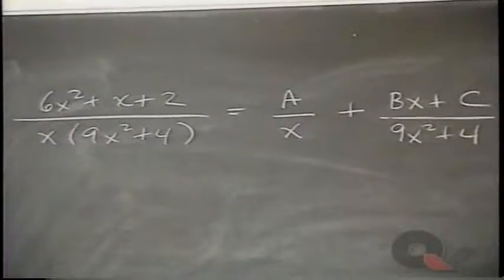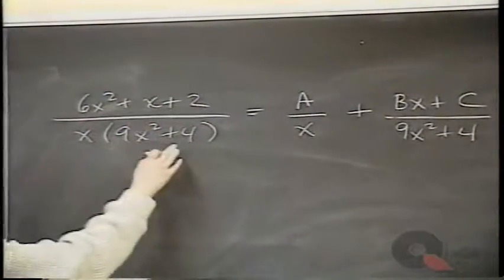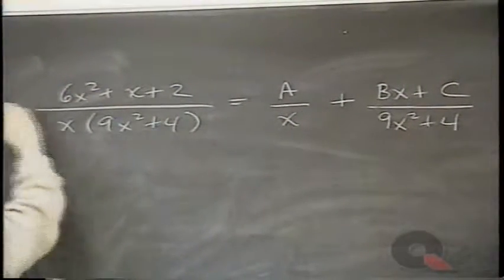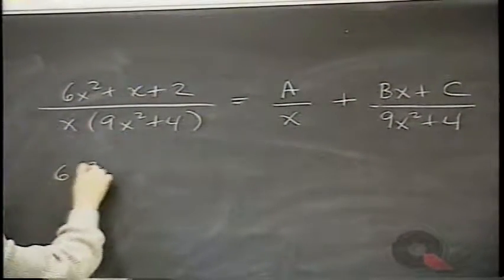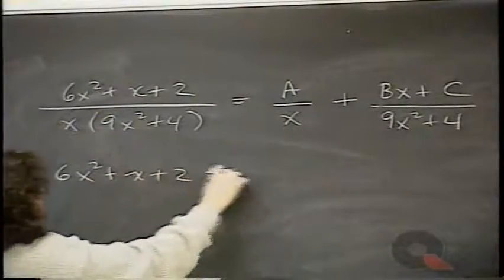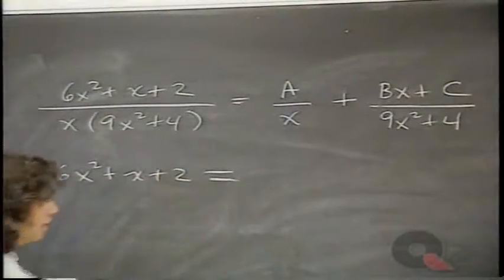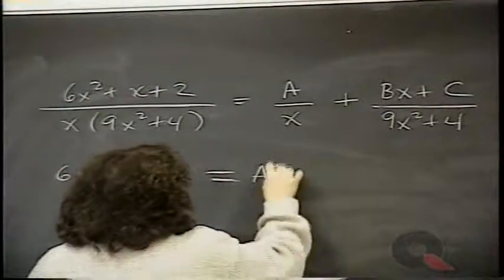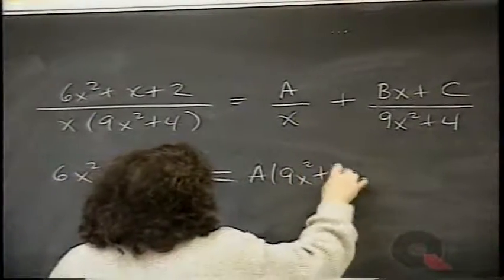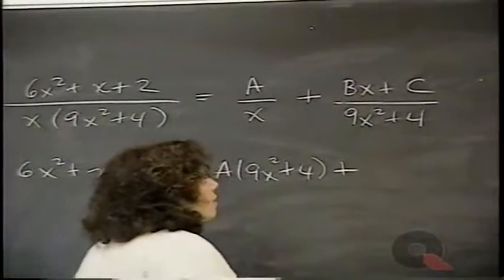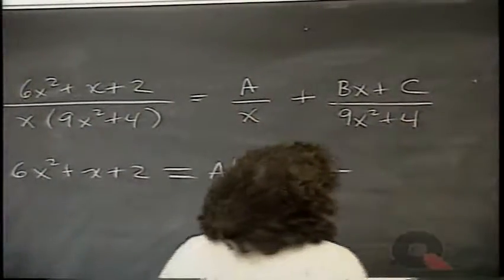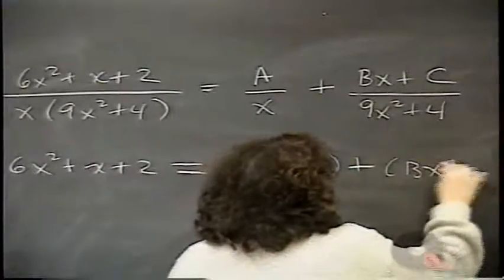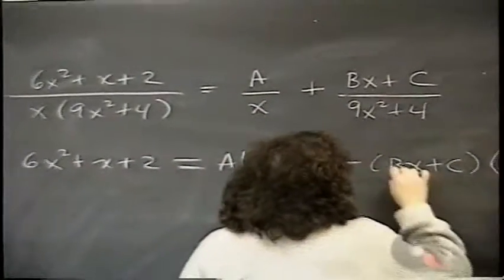Once I've done that, I'm going to multiply both sides by the denominator on the left. If I multiply the left side by x times 9x squared plus 4, they cancel. I'm left with just the numerator on the left. If I multiply this term by x times 9x squared plus 4, the x's cancel. I have a times 9x squared plus 4. And if I multiply this by x times 9x squared plus 4, the 9x squared plus 4's cancel, and I have bx plus c times x.